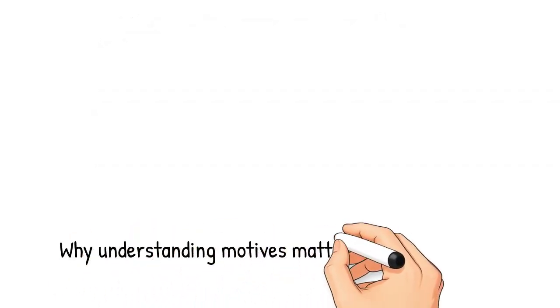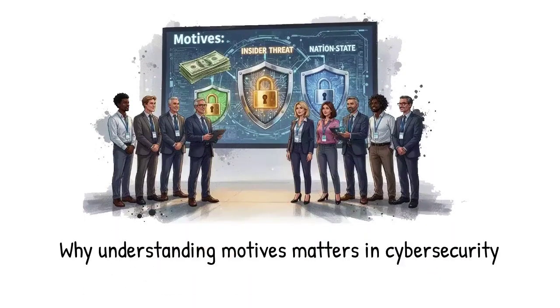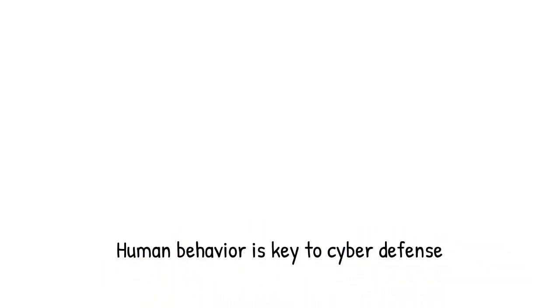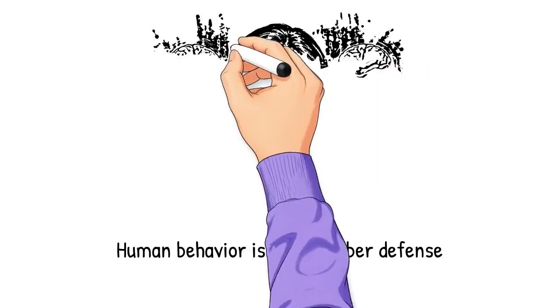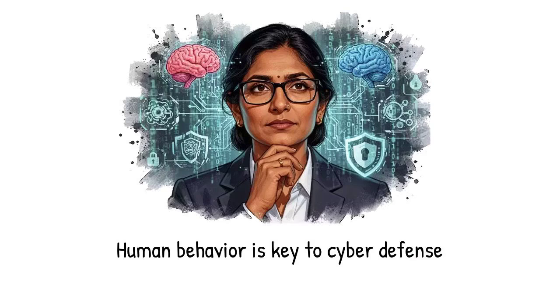Understanding why attacks happen helps cybersecurity professionals predict threats, design defenses, and respond effectively. If you know attackers are motivated by money, you focus on protecting financial systems. If you know insiders pose a risk, you strengthen access controls. If you know nation-states are involved, you invest in advanced threat detection. Cybersecurity is not just about technology. It is about understanding human behavior, psychology, and incentives. Because behind every attack, there is a human decision.